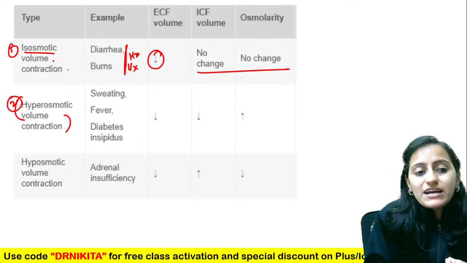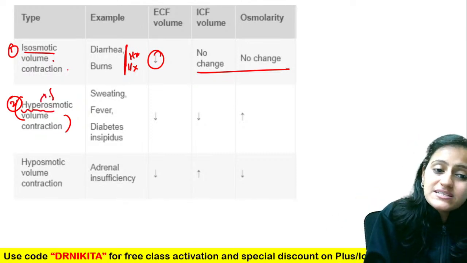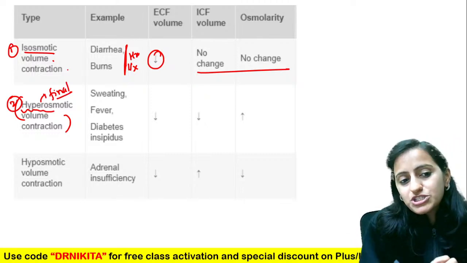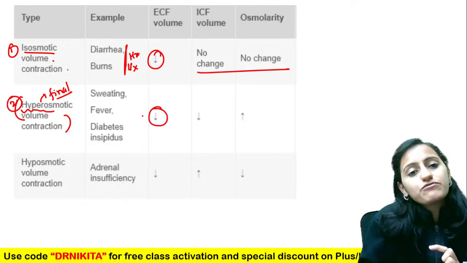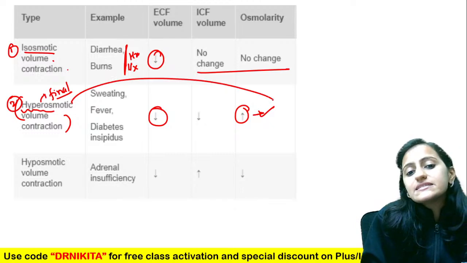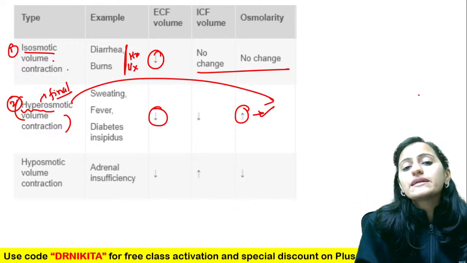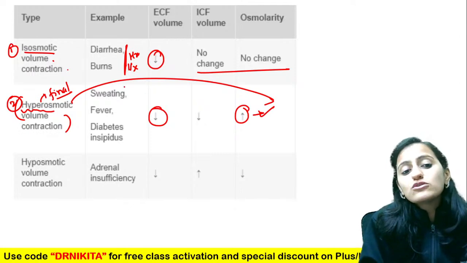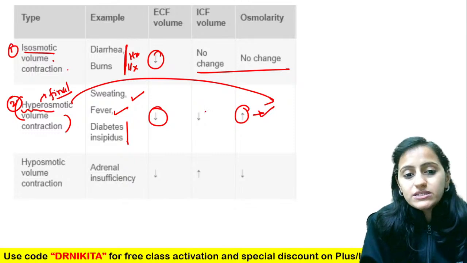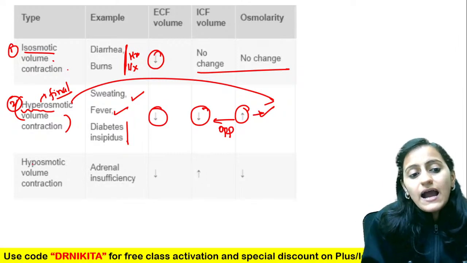Hyperosmotic volume contraction. Remember here the term hyperosmotic volume contraction. This is telling you the final stage, what is happening after volume contraction. So volume contraction, ECF volume decreases. Hyperosmotic, the osmolarity is increasing. So you are losing the fluid, which is increasing the osmolarity. So what are we losing? We are losing water: sweating, fever, diabetes insipidus. We are losing water. ICF volume is opposite of the ECF osmolarity.